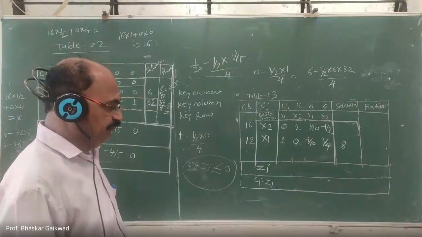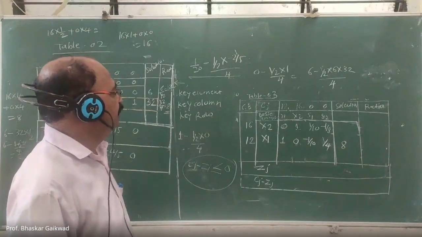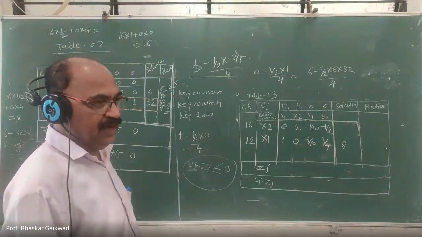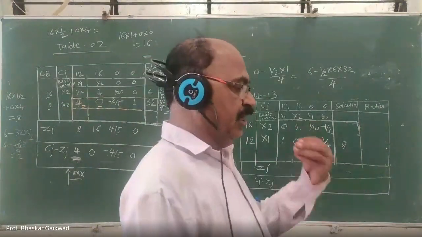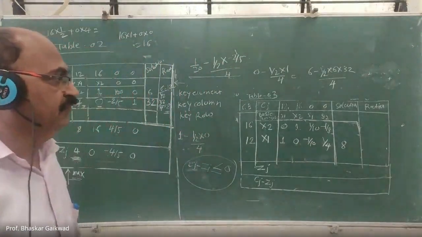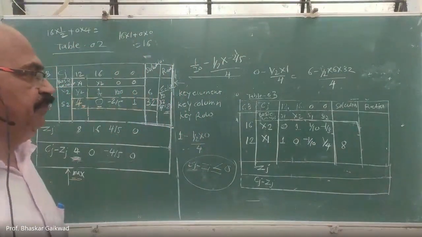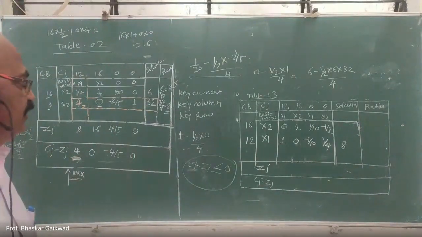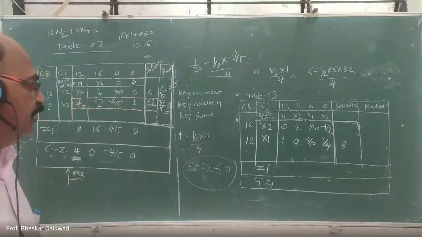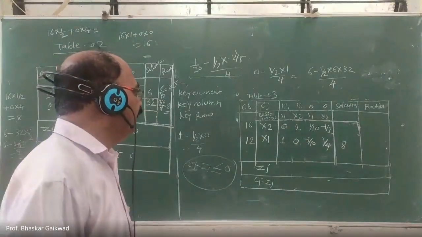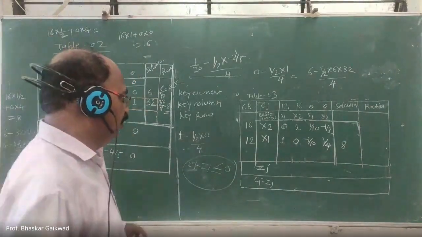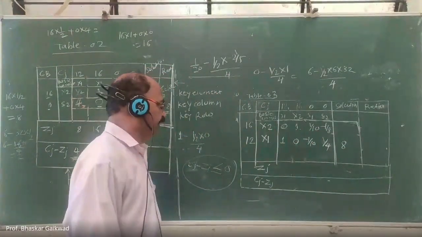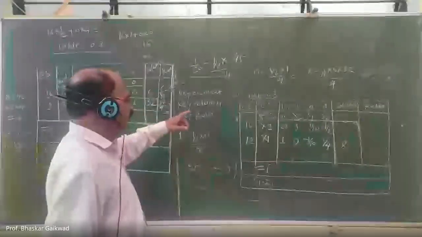Original value minus corresponding row into corresponding column divided by key element. This you have to keep in mind. Once again I will repeat: basic value minus corresponding row into corresponding column divided by key element. So like this we have calculated this in the morning. Now this is remaining.